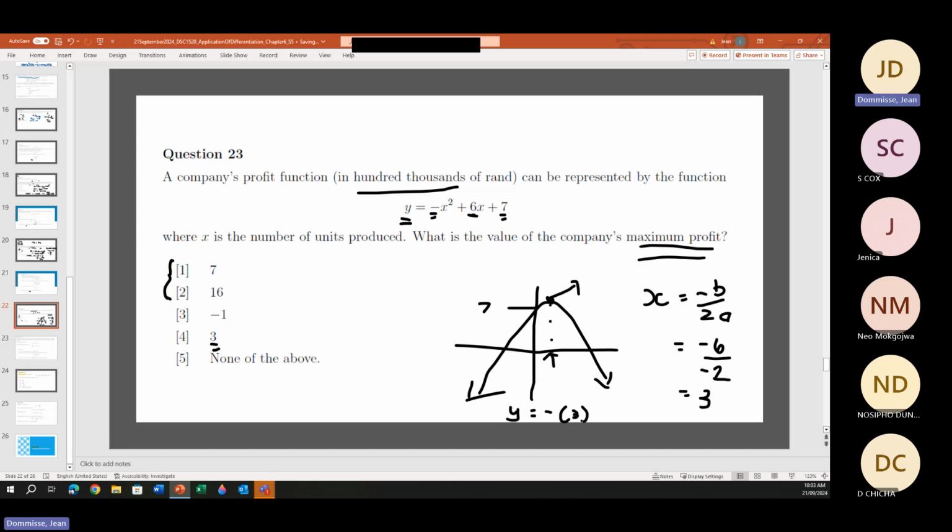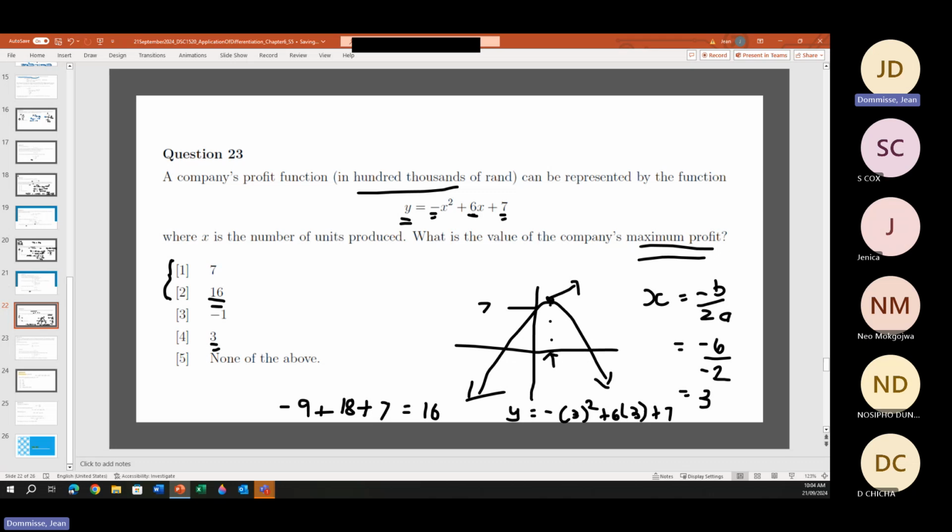Yes, we can. I want to show both of them so that you can use the one that's easiest for you. So 3 to the power of 2 is minus 9, plus 18, plus 7. So that will give us 16.